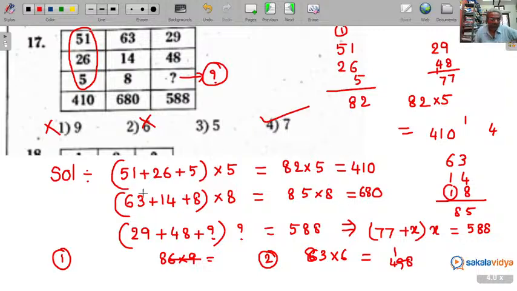So, options are to be checked here. Yes, the question mark is equal to 7. It should be 7.